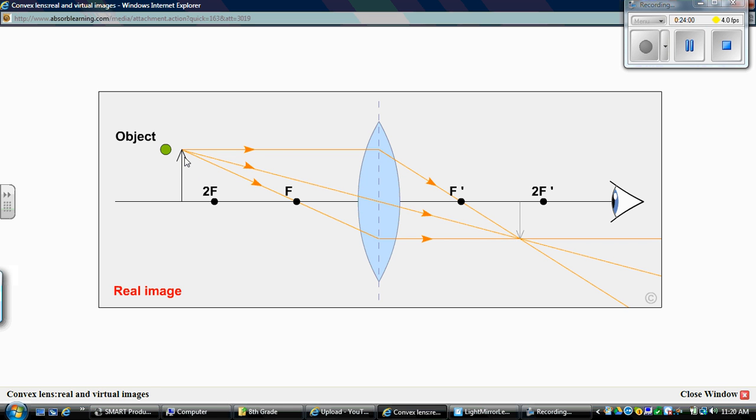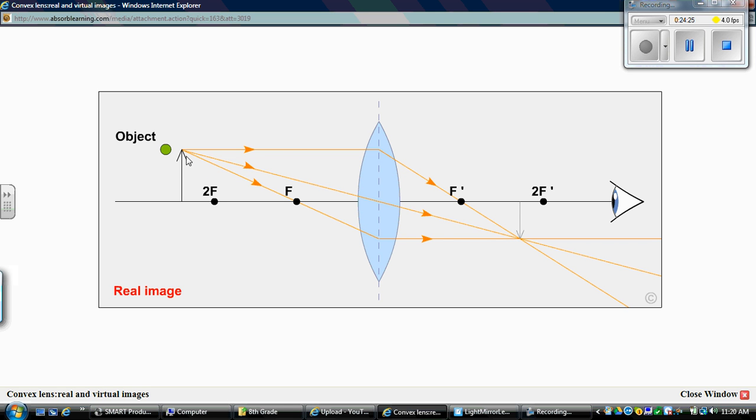Same thing here. Draw the incoming ray through the focal point all the way to the center of the mirror, reflect out parallel. Where those rays intersect is where the image is. And notice, if this is the top of the arrow, then this bottom part is the top. That's why it's inverted. And you'll see an inverted, smaller object.